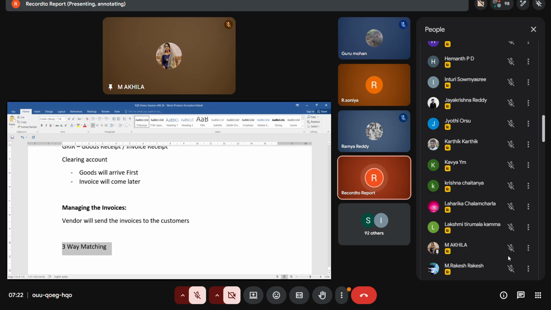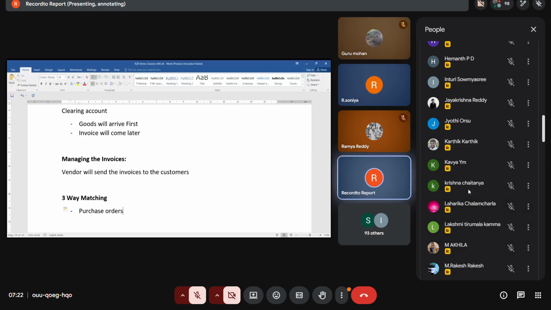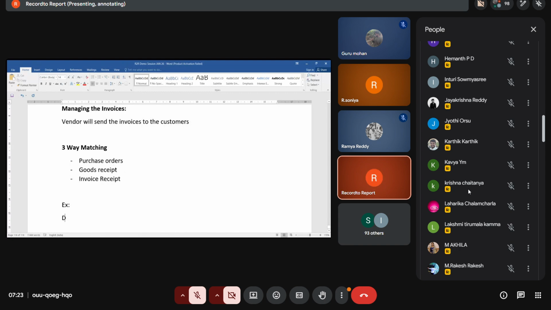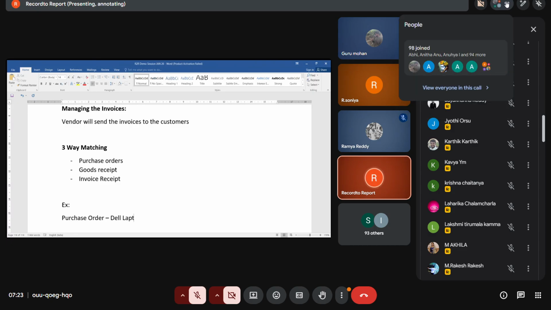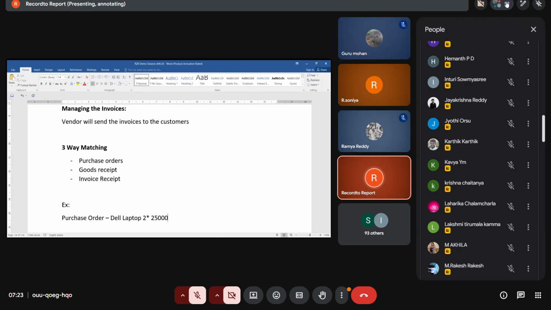So three-way matching is nothing but matching of purchase order, goods receipt, and invoice receipt. Example, you ordered one Dell, so that you understand this. Your purchase order with Flipkart. Understand? Dell laptop. So assume you ordered two quantities at the rate of 25,000 each. So what is the order you made? Dell laptops. So the total bill amount is 50,000.